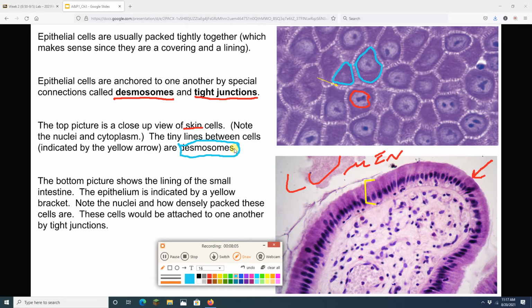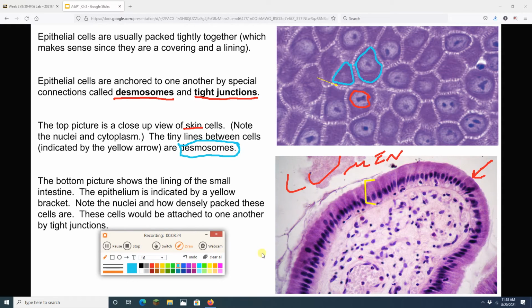Desmosomes are really good when you want the cells to be held together really strongly. Now that makes sense in skin because the job of skin is protection. So you want cells that are packed together with very little space between them, and then you want them anchored to one another tightly. Now, in the bottom picture, I said earlier this is the small intestine.